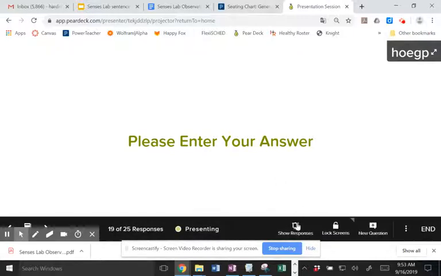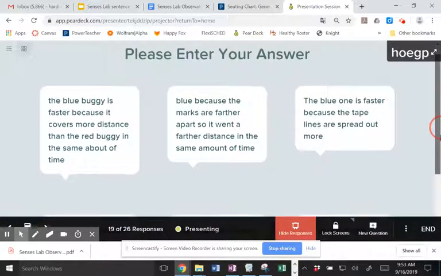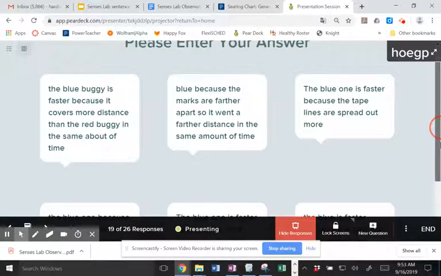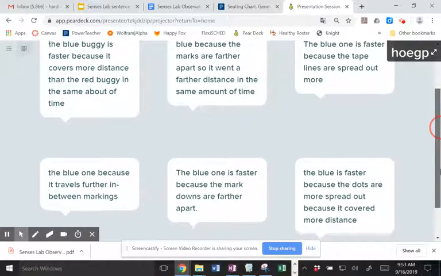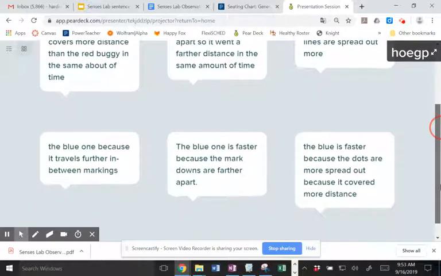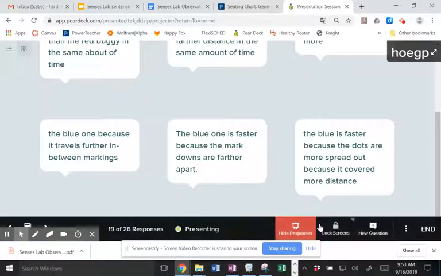Okay, let's see what our friends are saying here. The blue buggy is faster because it covers more distance than the red buggy in the same amount of time. Blue, because the marks are farther apart, so it went a farther distance in the same amount of time. Tape lines are more spread out. Travels further between markings. Marks are farther apart. Okay, cool. So it looks like we're clear on that.